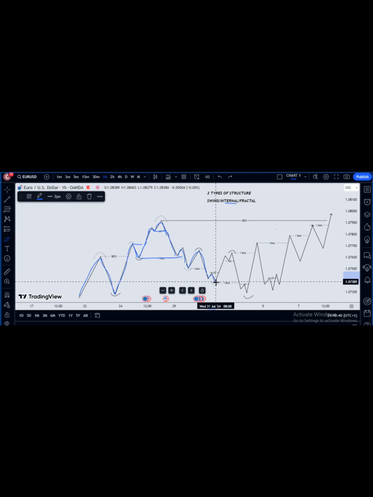So this is it here, we have a change of character, right? And this is our high here. The reason this high is protected, remember, is because it's able to break structure. This is our internal structure, this is our internal high here, and it was able to break structure and come down. So we still consider this protected. And we are assuming when price gets there, maybe we are going to sell, if you're trading based on just this internal structure.